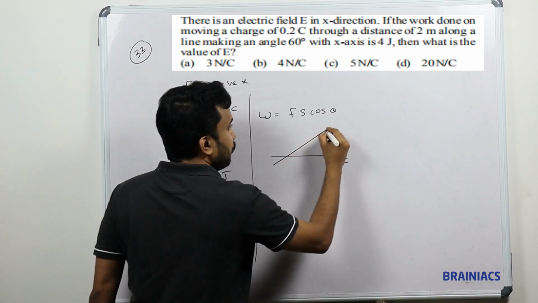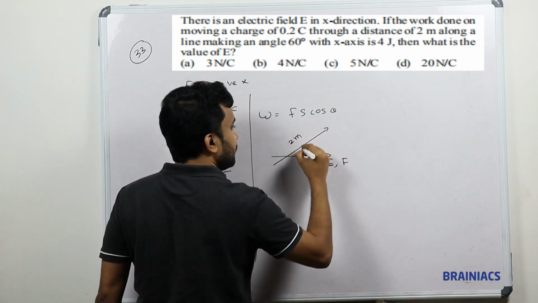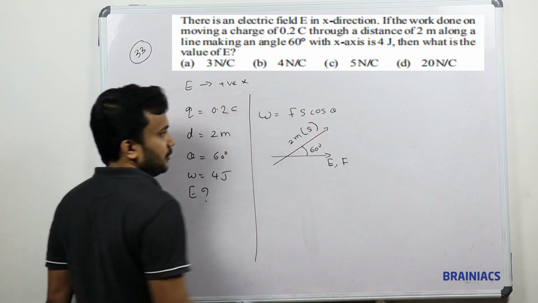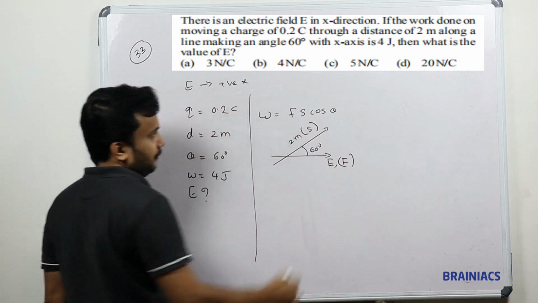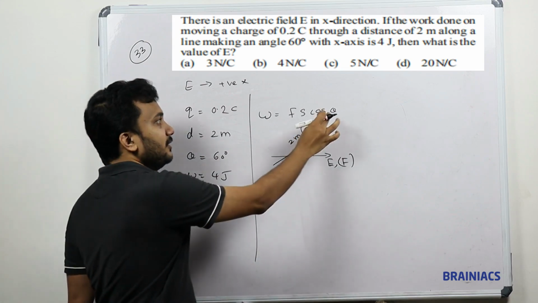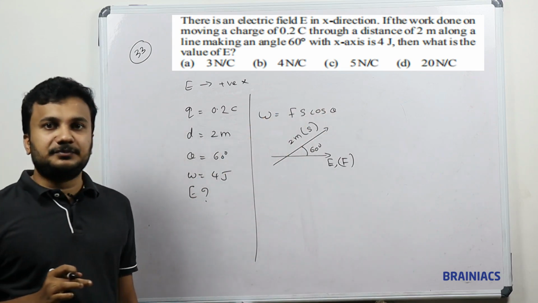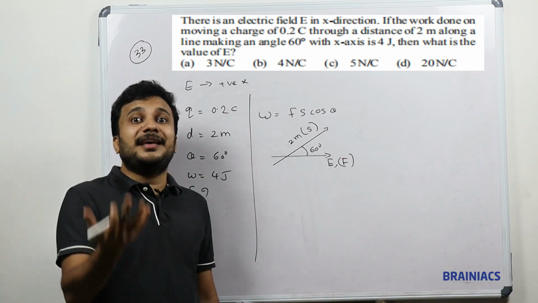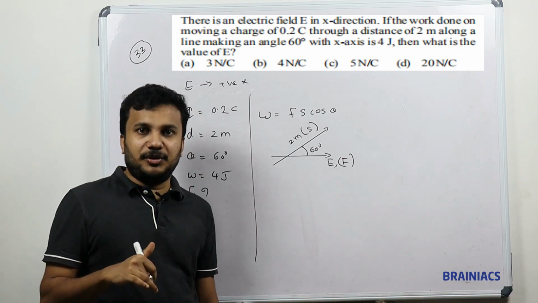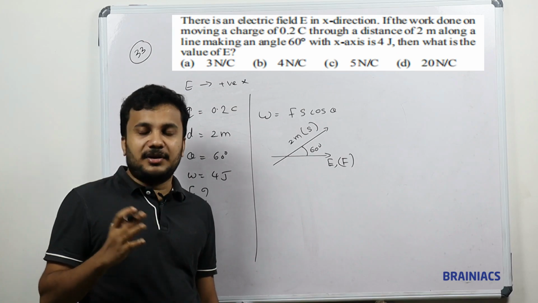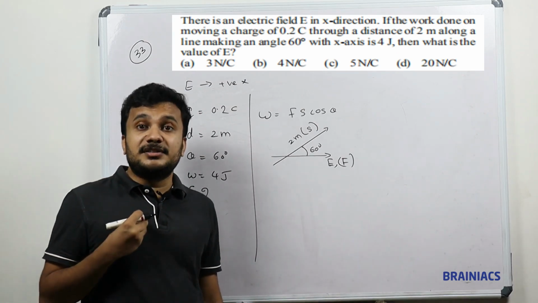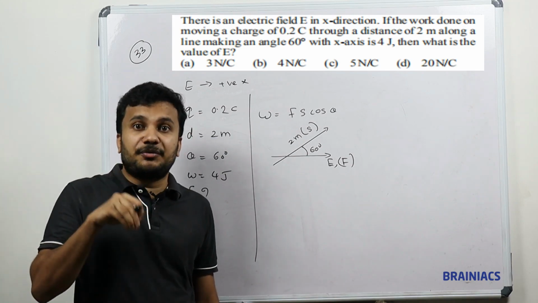And the body is moving a 2 meter distance by making an angle of 60 degree. So this is what is called our displacement, and this is called our force. So the angle is given, we can substitute here. Whenever some angles are given in the question, do not take it blindly. If there are 3 or 4 angles, depending upon the question, we have to decide what suits our question.